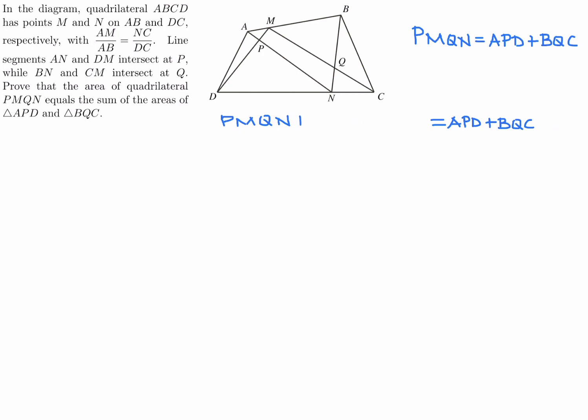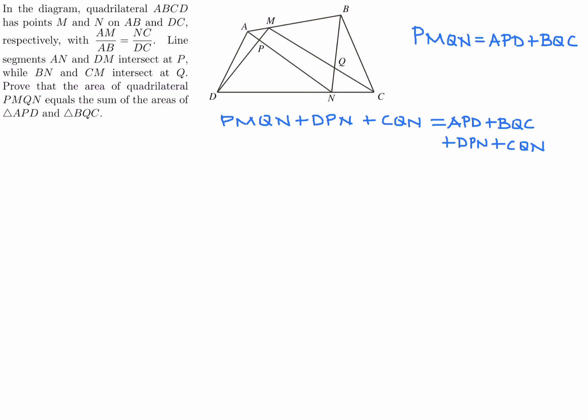So what I'm going to add to both sides first is DPN. Let's put that over here, DPN. And then I'm going to add also CQN. So let's put that over here, CQN. Now, what that allows me to do is combine.